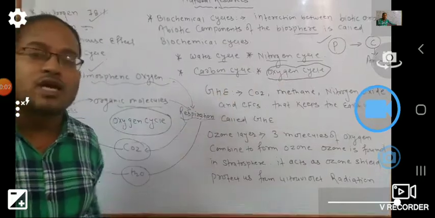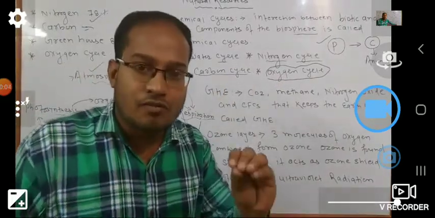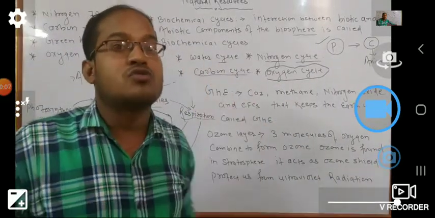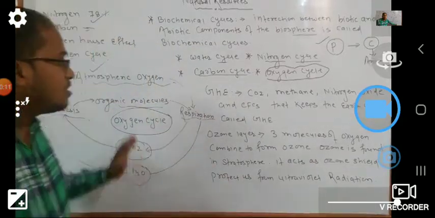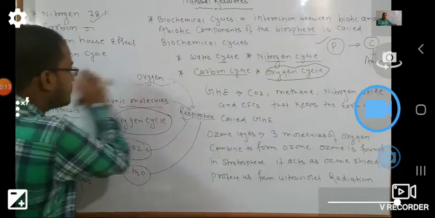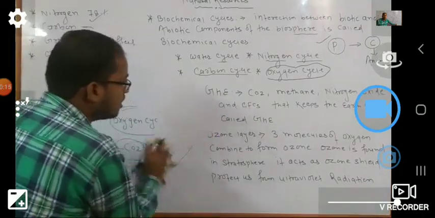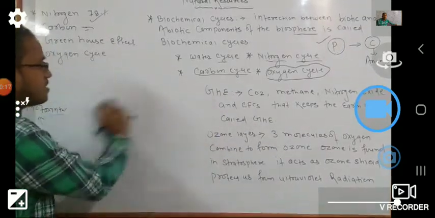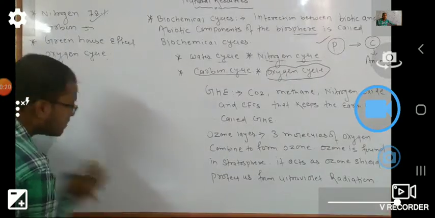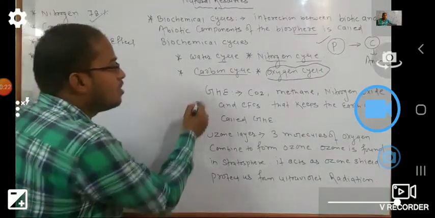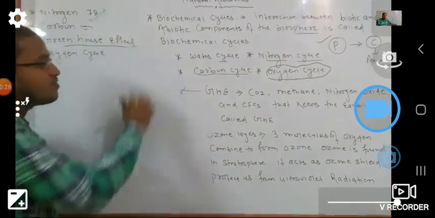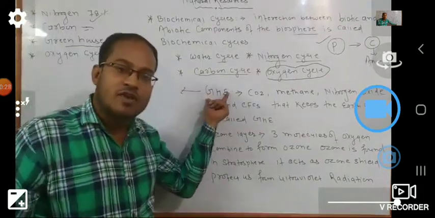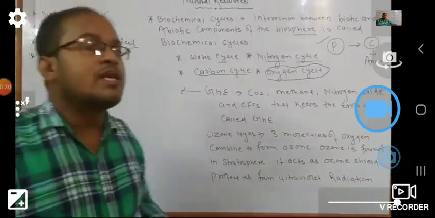And we know what the exact use of oxygen is and what the importance of oxygen is, we know very well. Okay, so this is all about the oxygen cycle. Now the most precious topic of today's class is, so many times the question may arise, what is the meaning of greenhouse effect. Okay, here I have written greenhouse effect. So what is the meaning of greenhouse effect?